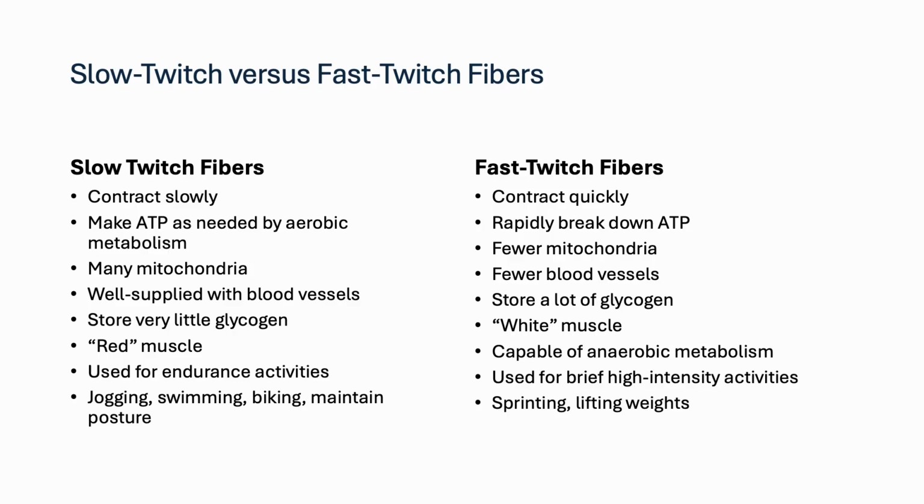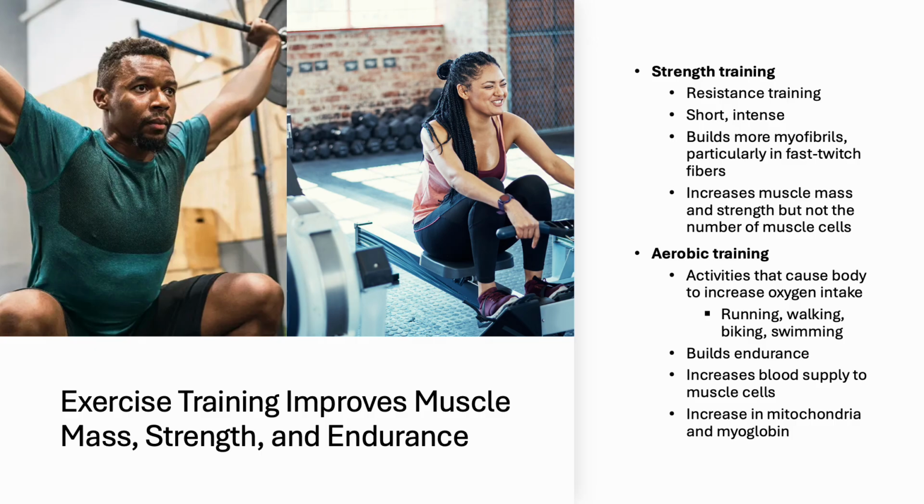Genetics play a role in the proportion of fast fiber types, which is why some athletes naturally excel at endurance while others thrive in strength and power sports. Training can influence these properties, but only to a certain extent. Muscles are highly adaptable, and training changes them depending on the type of exercise.